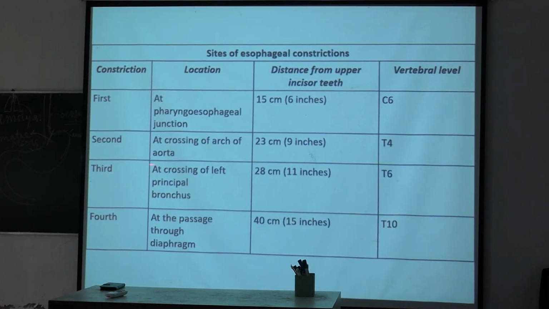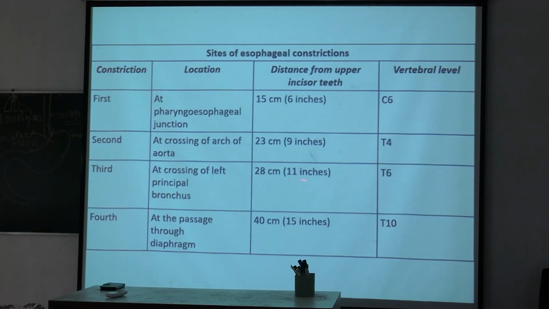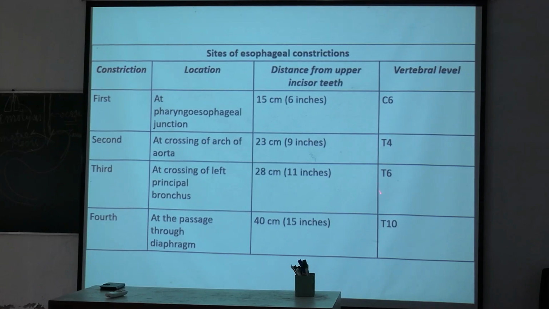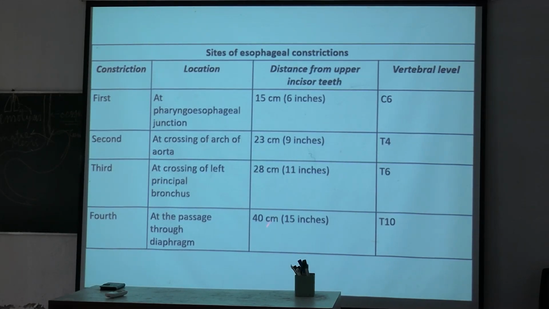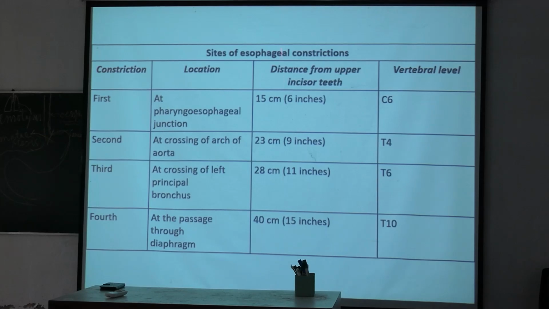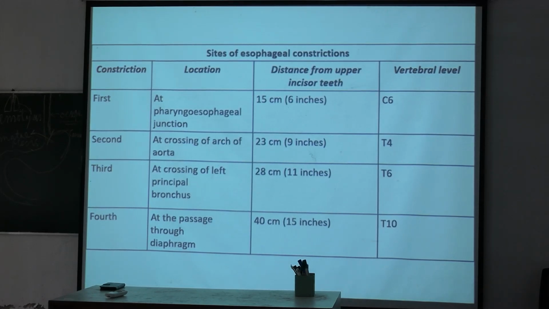And third is at the crossing of the left principal bronchus, 28 centimeters or 11 inches, T6 vertebral level. And fourth is at T10 vertebral level, at the passage through the diaphragm through the esophageal opening, and it is about 40 centimeters or 15 inches from the upper incisor.